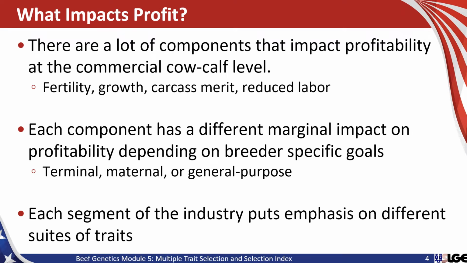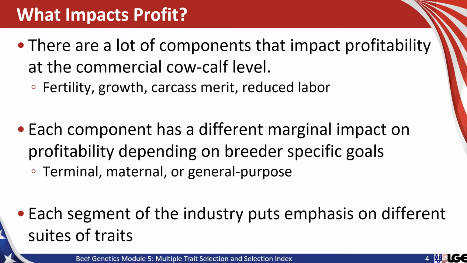What impacts profit? There are a lot of components, obviously, that impact profitability at the commercial cow-calf level. Depending on somebody's particular objectives, profitability could be impacted by fertility of the cow herd, growth of the corresponding calves, carcass merit of the calves, and the overall labor required that's dedicated to the cow herd. Each component has a different marginal impact on profitability, and that impact is dependent on breeder-specific goals.